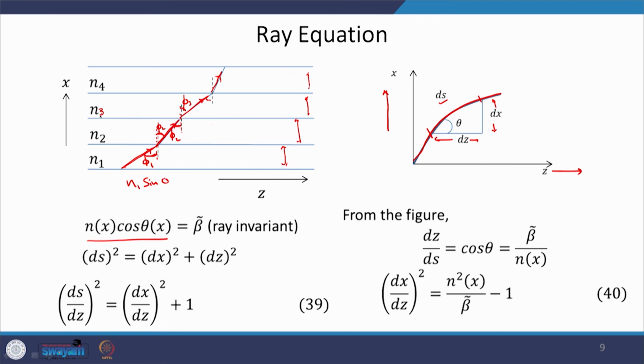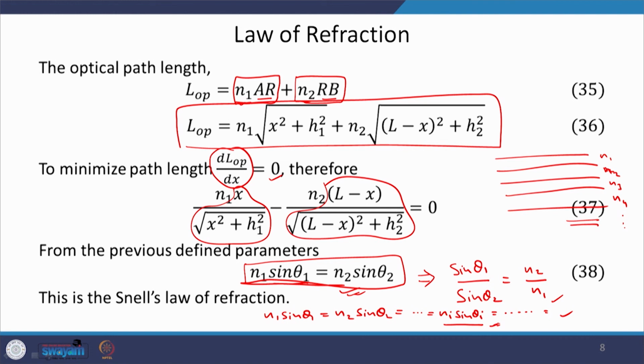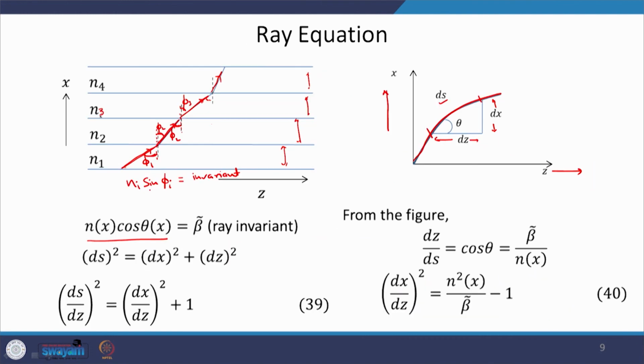Then n_i sin phi_i would be invariant. As discussed in the previous slide, it would be constant, it would not vary. Now, if we write this invariant, which we call the ray invariant, in terms of cosine, it would be written in the following form: n_i cos theta_i. What is theta? Theta is this angle. This is theta 1, this is theta 2 and so on, on the other side of phi. Phi plus theta is equal to 90 degrees. Then this would be your invariant.